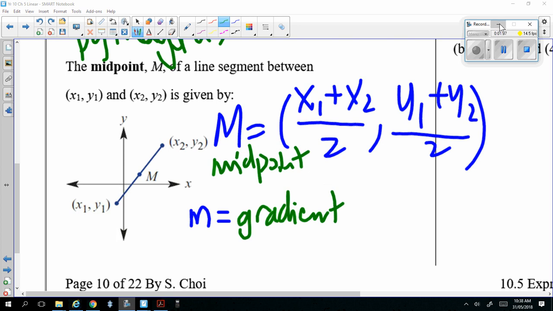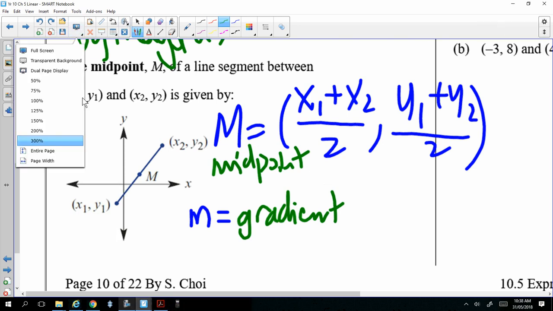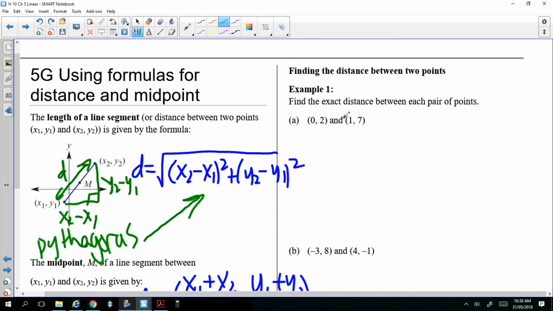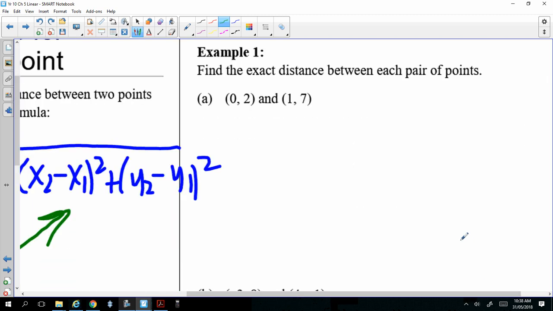Alright, continuing, we're going to do some examples on these. So we're going to use these formulas to do the examples that follow. So on the first column, we're going to find the distance between 2 points. It's very easy to do. All you have to do is just label, this is x1, y1, this is x2, y2. And then use the distance formula. First step, just write down the formula.